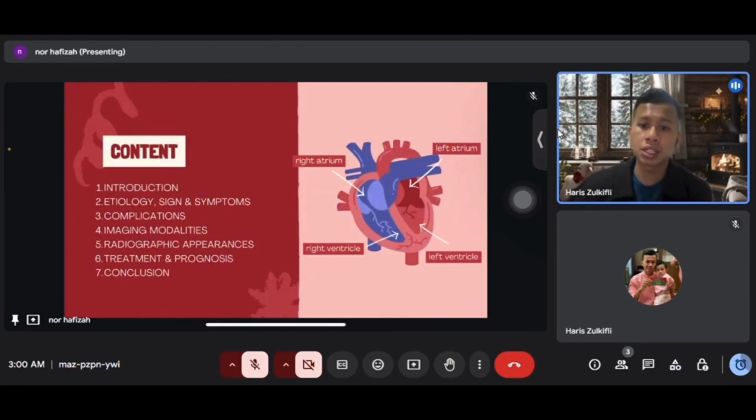Okay, for my presentation, I will go through one by one, starting from the introduction, and after that, we will go through the etiology and also the signs and symptoms for coronary artery disease, and we will go through the complications, and after that, I will explain the imaging modalities and also the radiographic appearance, and after that the treatment and prognosis, and lastly we'll talk about the conclusion.